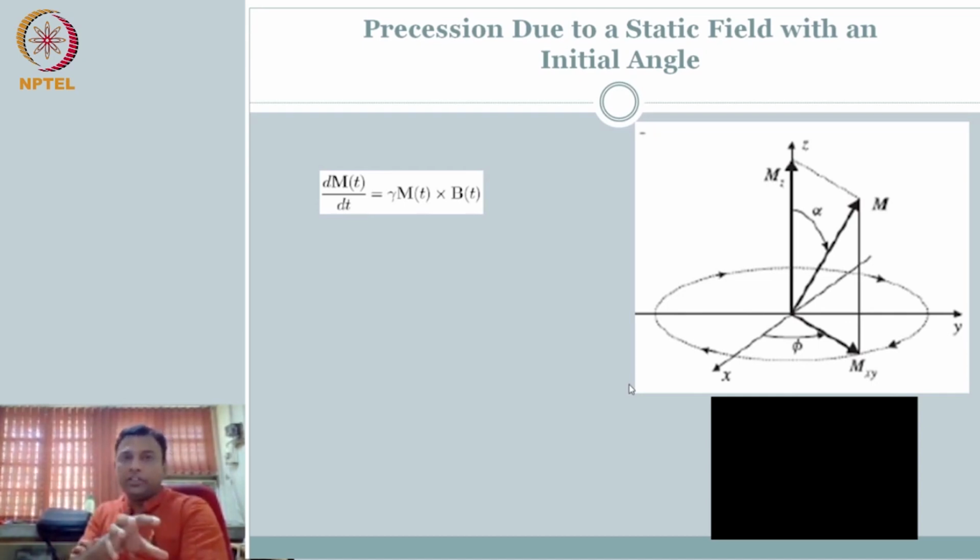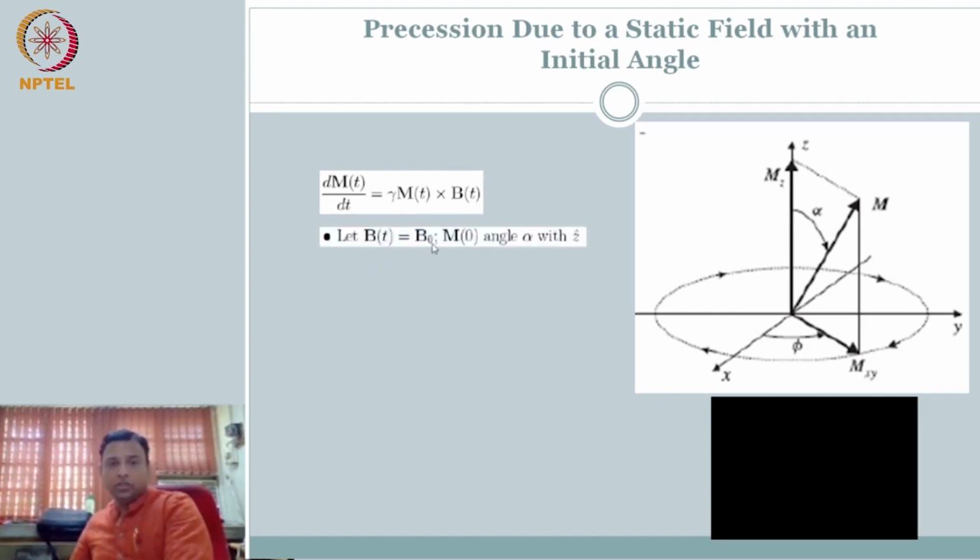So we'll now reduce the general equation to the context that we have. We'll say B of t is nothing but, we'll pretend, your static field, and let us say that you are starting at some arbitrary angle alpha. So what happens to your motion equation? d by dt of M of t is gamma M of t cross B of t is what we had. Now B of t becomes B naught, your static magnetic field, and let's say your magnetization vector at time equal to 0 was aligned at some arbitrary angle alpha with respect to z.